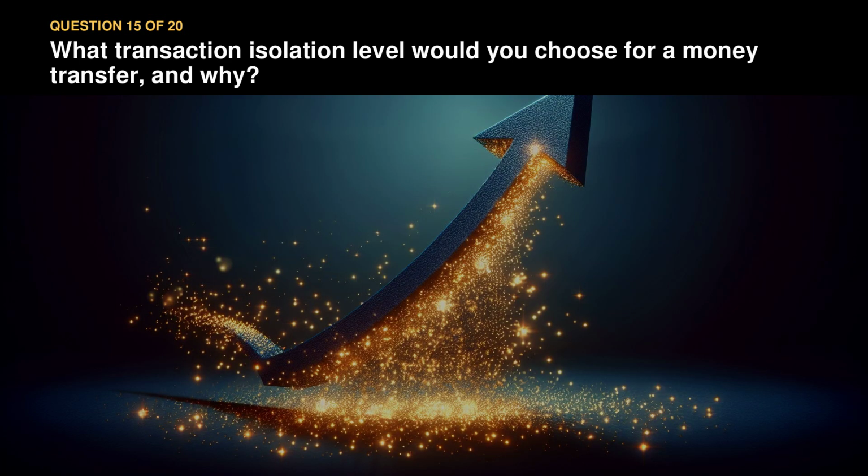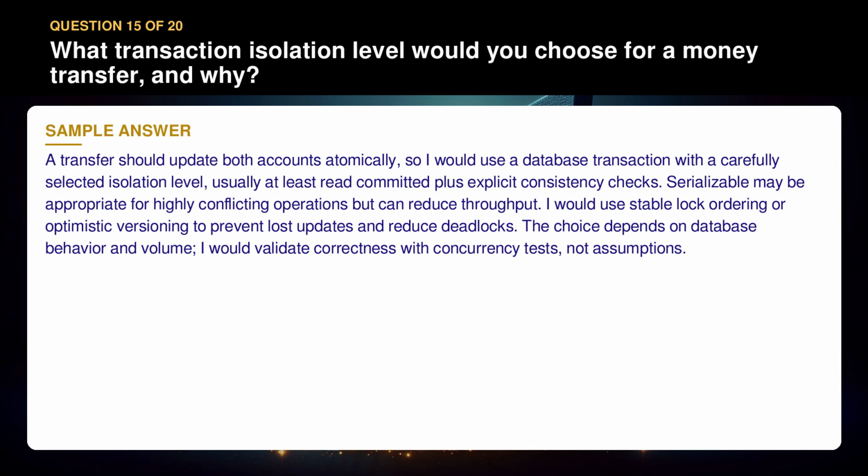Question 15. What transaction isolation level would you choose for a money transfer, and why? A transfer should update both accounts atomically, so I would use a database transaction with a carefully selected isolation level, usually at least read committed plus explicit consistency checks. Serializable may be appropriate for highly conflicting operations but can reduce throughput.